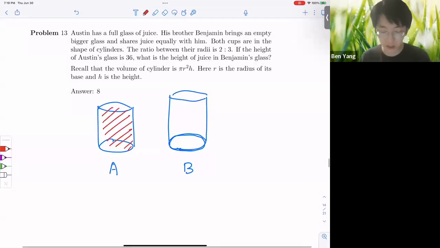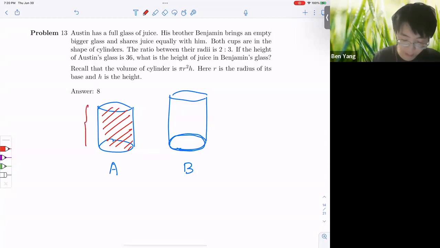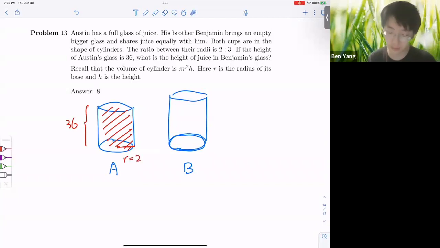So they want to share the juice equally. We also know that the height of Austin's glass is 36. So here's 36. Radius here is 2. Well, it's not necessarily 2, but we know the ratio is 2 to 3. So let's just do 2. And the radius of cylinder B is 3.